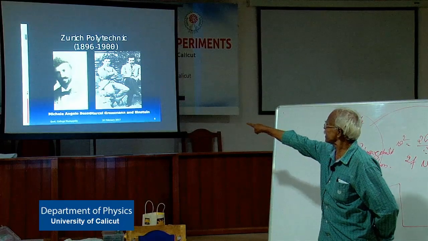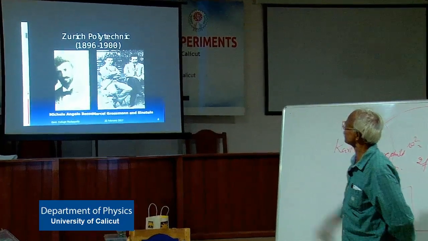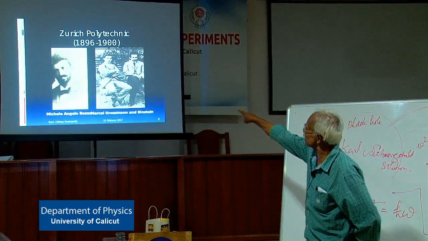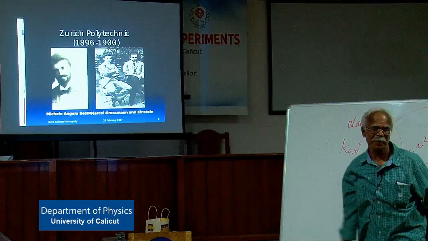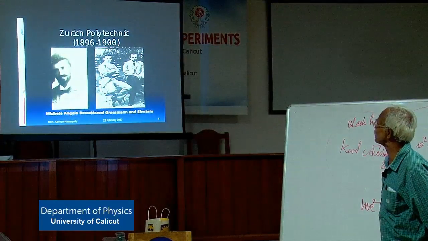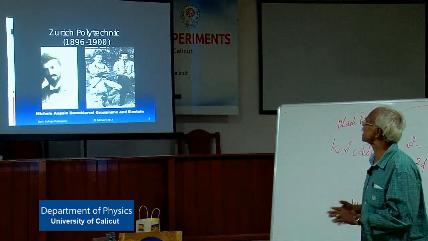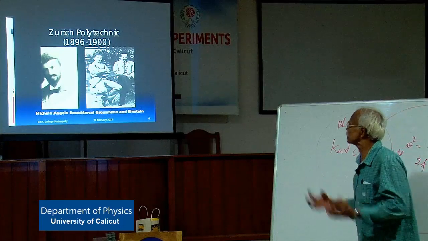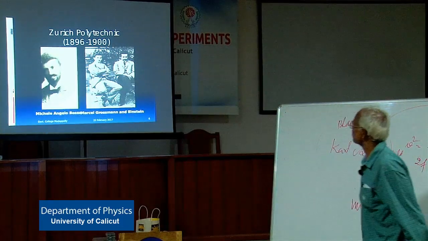Michelangelo Besso and Marcel Grossman and Einstein. That was Besso and that was Grossman, the famous collaborator of the general theory of relativity with Einstein, Marcel Grossman, whom I mentioned. Besso was his best friend. He was always standing by Einstein in his moments of sorrow, moments of bliss, everywhere.